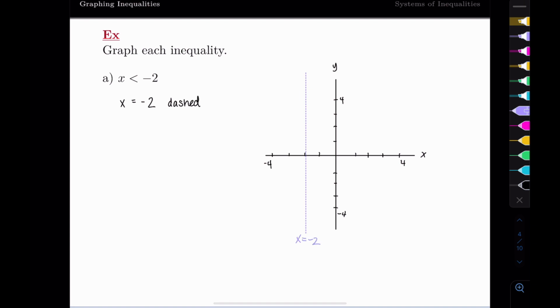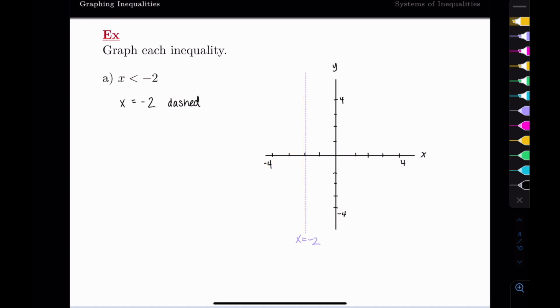Okay. So you see it's split this into two regions. I have this right side and I have this left side. One of them is going to satisfy my inequality. Now, really, you don't need to use a test point. I can pick all x values that are less than negative 2. So that means I'm going to shade this side over here. These are the values that are going to satisfy my inequality.